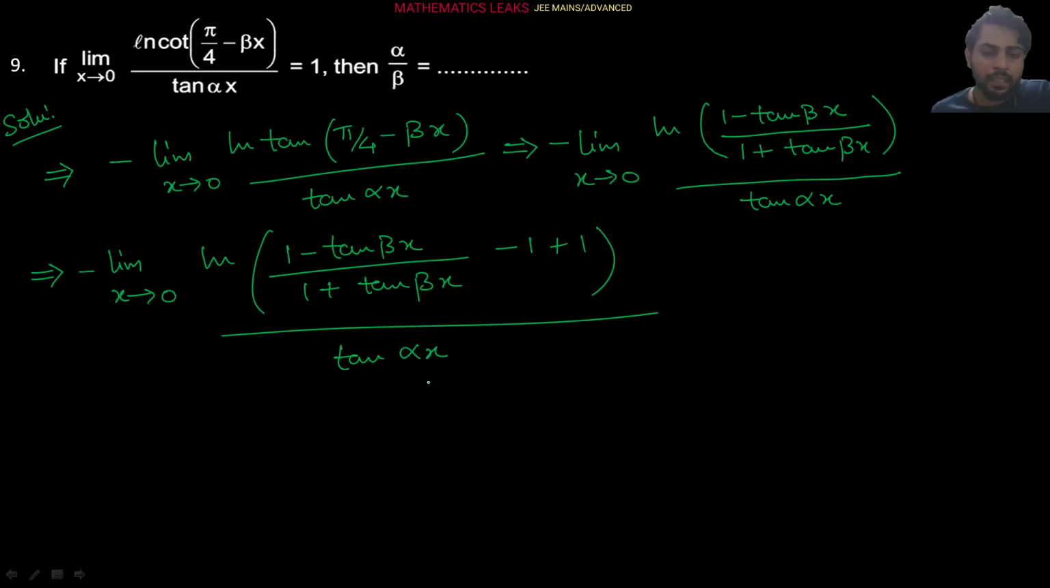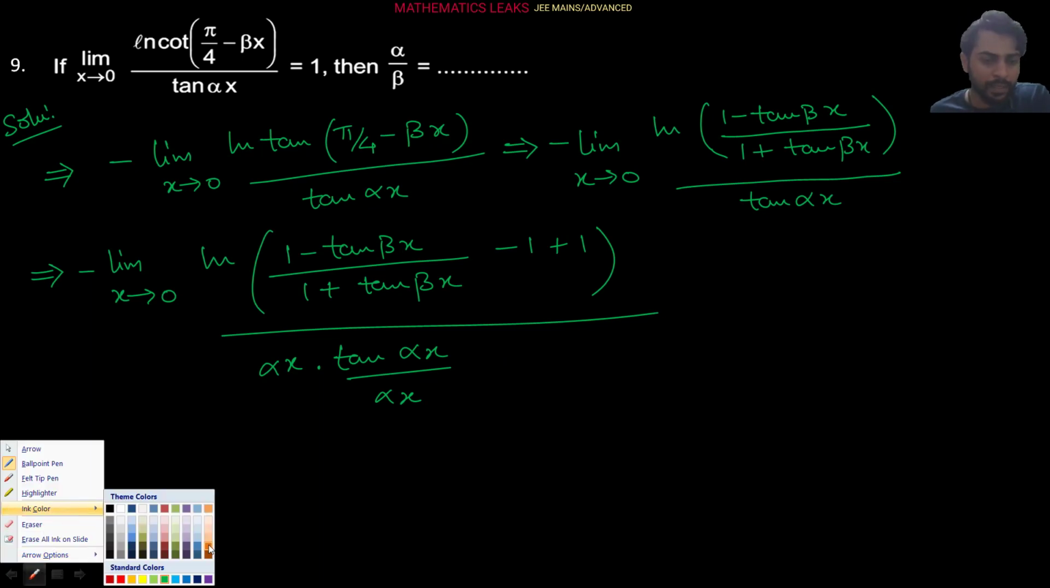Here one thing I am doing: alpha x in the denominator, multiplying alpha x in the numerator, no problem. The fundamental law of limit says that the limit will come on this part, so tangent of alpha x upon alpha x, that is nothing but 1 only. You can understand very well, correct? That will become 1 only here.